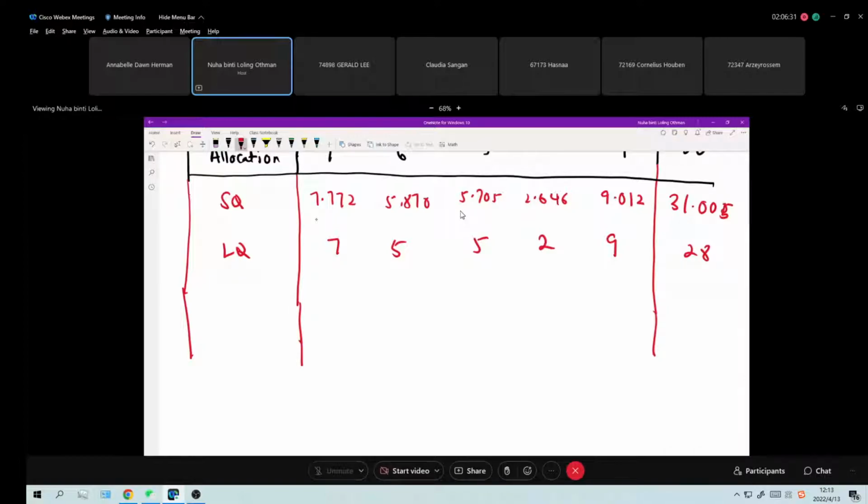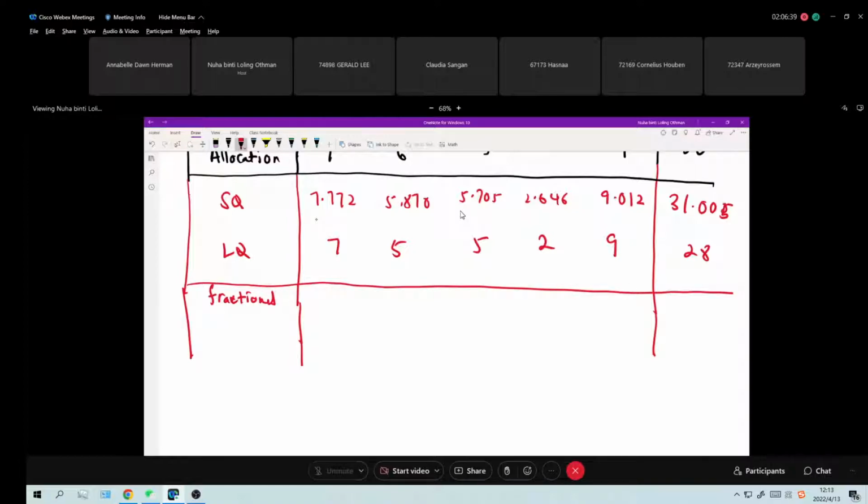So based on the fractions: 0.772, 0.870, 0.705, 0.646, and 0.012. Here the 3 largest fractions get the extra candies. The ones that get 2 extra candies are this one and this one. Abby and Bobby, right?